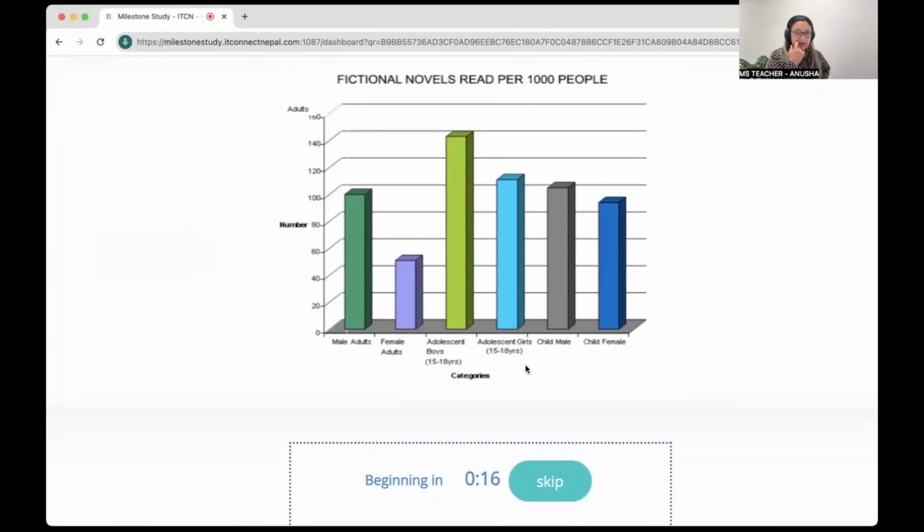Okay, now in this image, the title is very clear: fictional novels read per 1,000 people, and it seems that adolescent boys read the most with around 140 people reading, whereas female adults read the least at 50.